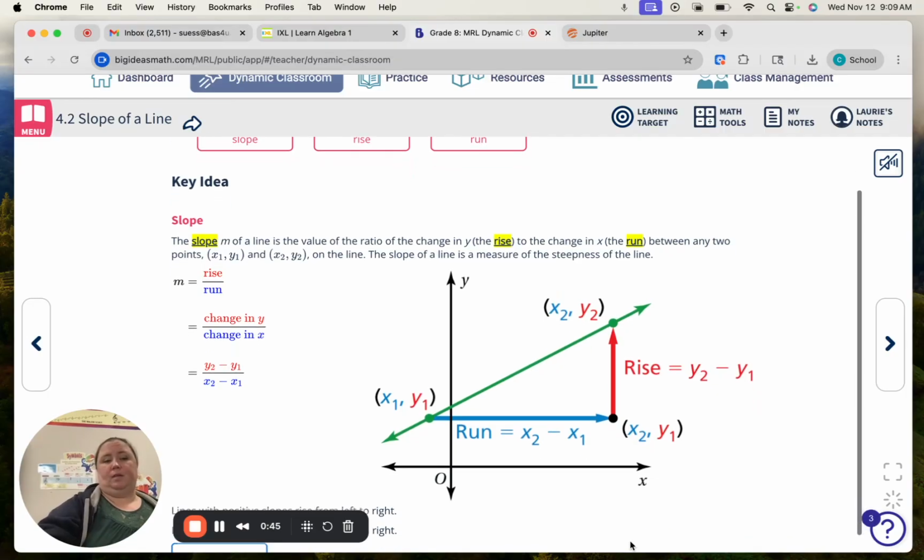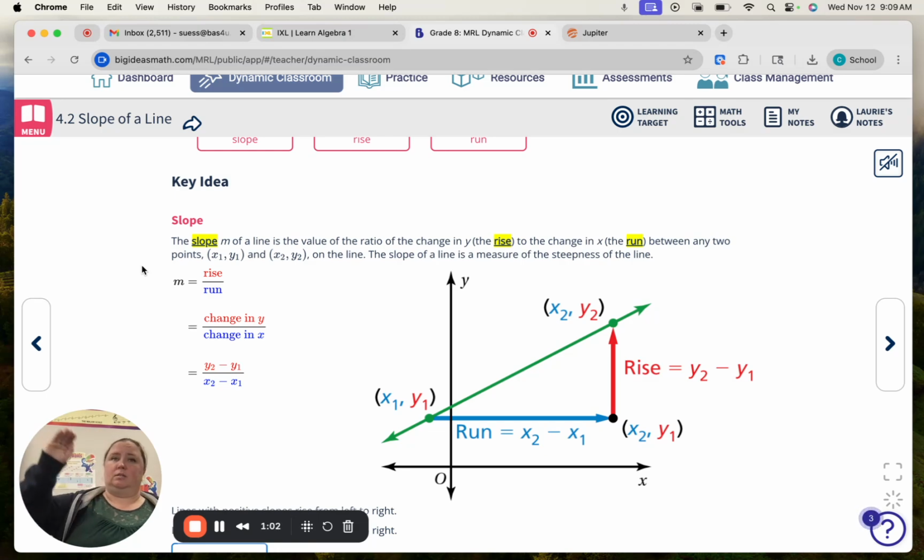So, Eva, go ahead and tell me the definition of a slope. The m of a line is the value of the ratio of the change in y. Correct. So the m is how much the line changes vertically on the y-axis.